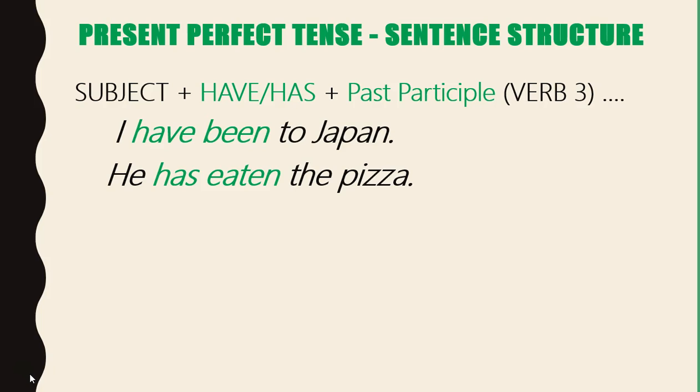So the present perfect tense, we have the subject, have or has, and then the past participle, as it's also known, verb 3. So we have an example here. I have been to Japan. He has eaten pizza. So have or has plus verb 3.